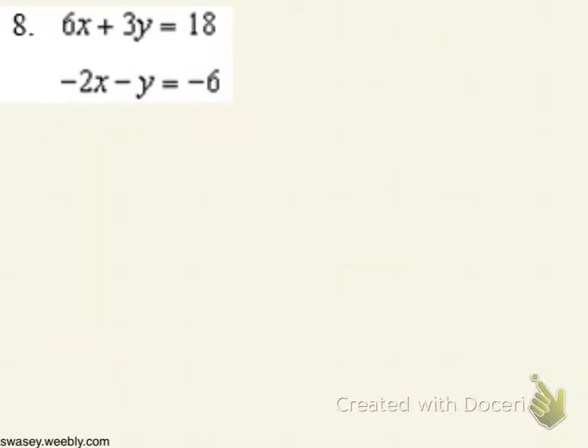Number 8. If we add them like they are, nothing's eliminated. So let's multiply. We can multiply the top one maybe by 3. Or excuse me, the bottom one by 3. Top one by 1. Now you have some options if you want to do the bottom one by 6, top one by 2. And there are other choices as well that you might think of.